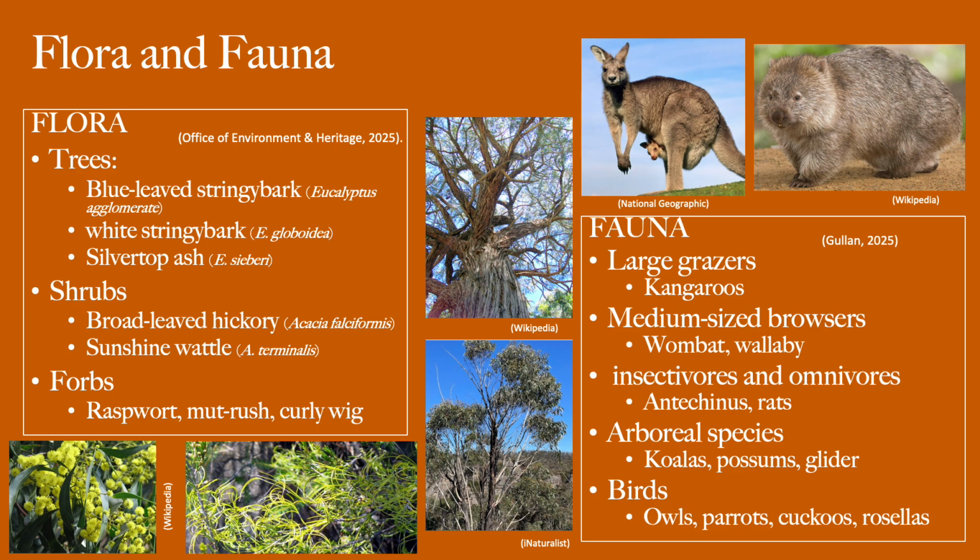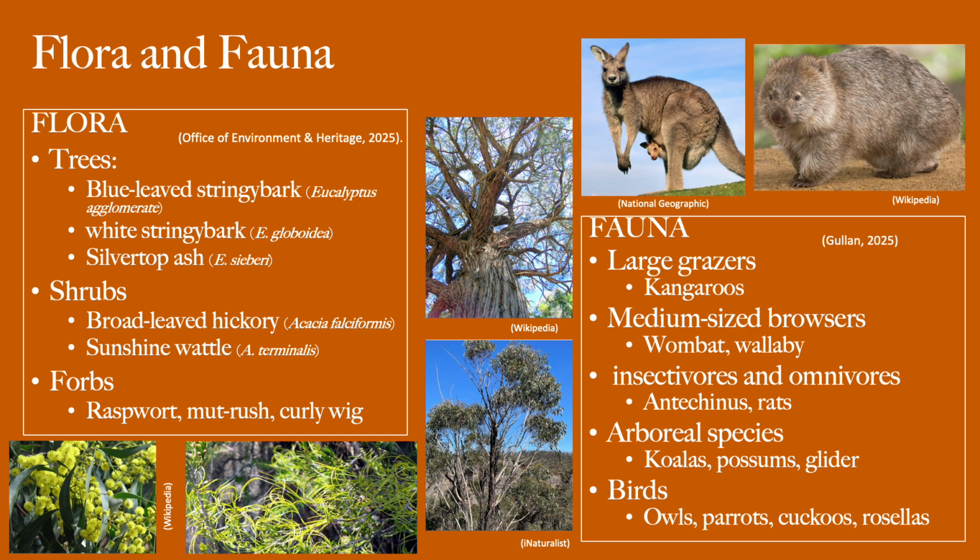There are many animal and plant species that reside in the dry sclerophyll eucalypt woodlands in New South Wales. There is a dominance of eucalyptus, including blue-leaved stringy bark, which is this first photo in the middle column, white stringy bark eucalyptus, and silver-top ash, which is the second photo in the middle column. There's also shrubs like broad-leaved hickory and several kinds of wattle. Wattle is this first photo in the bottom left corner. And the second photo here is of a forb called curly wig.